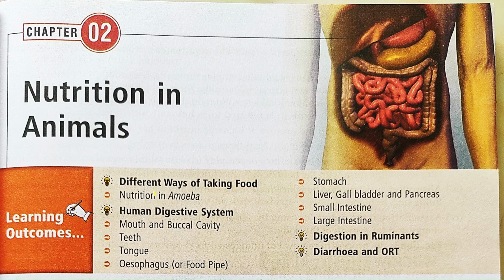These are all covered in this chapter. Different ways of taking food. Nutrition in amoeba, as I said. Human digestive system, which is explained exhaustively: mouth and buccal cavity, teeth, tongue, esophagus or food pipe, stomach, liver, gallbladder and pancreas, small intestine, large intestine, digestion in ruminants, that is cow, diarrhea and ORT.